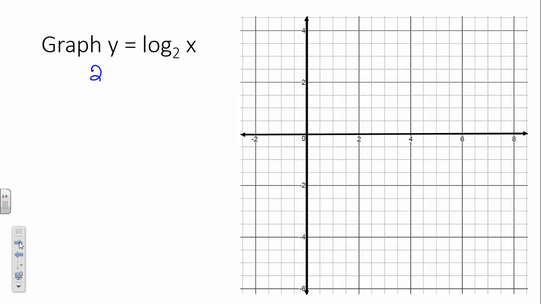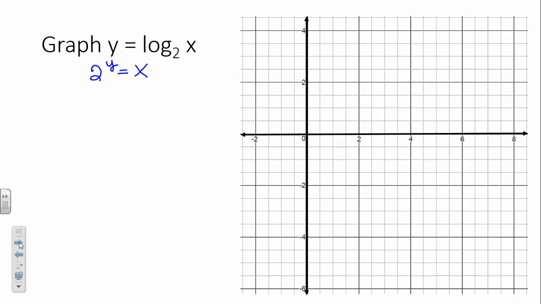Two to the y equals x. Change it to exponential form. Okay? So we took it from our logarithmic equation to an exponential equation. Now this is what's going to be really odd, because you're so used to your x being your independent variable and your y being your dependent variable. We solved everything for y all the time. Okay? Now we have something solved for x.